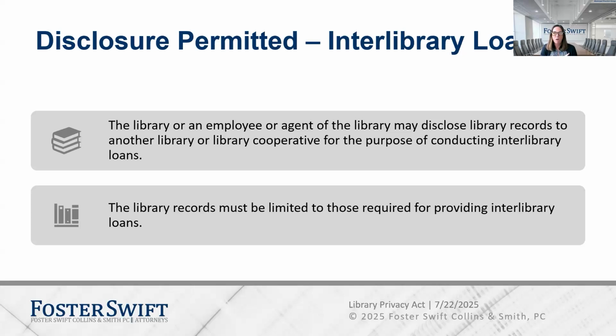What does this not do? This does not allow a library to share information about another patron with another library. I can see a situation, especially in a larger metropolitan area with a number of different library systems, where you might have a particular problem patron that may be very concerning to the library from a safety perspective or otherwise. But this specifically does not allow you to share information about patrons with other libraries that doesn't specifically involve interlibrary loan. So it's just a little bit of a heads up on that.